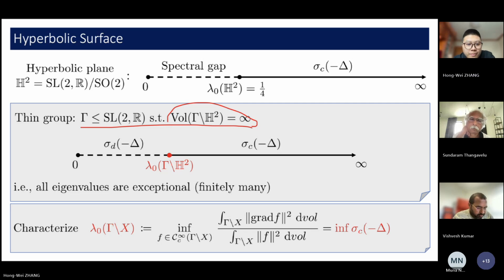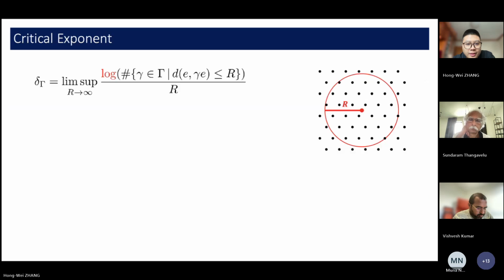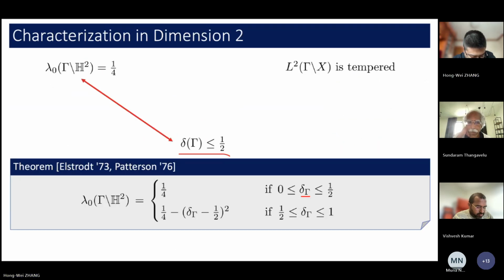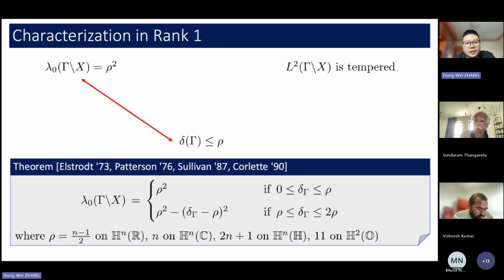Okay, I continue. So this is in dimension 2, and it was extended to n dimensions by Sullivan, then to all symmetric spaces of rank 1 by Corlette. So we know exactly the characterization as in dimension 2, just replacing the 1/4 by rho squared. In rank 1, rho is just a real number. So we get the relationship between these two objects.